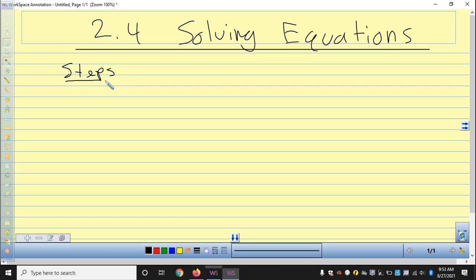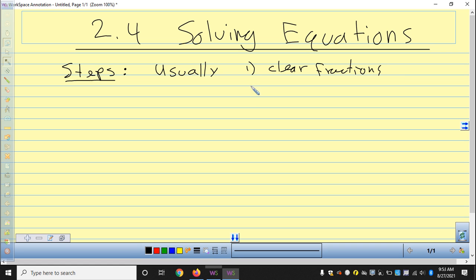And these steps are not necessarily rules. This is just usually how we do this. Usually the first thing we want to do is clear fractions. So if we have fractions in our problem, we want to try to get rid of those first, usually.